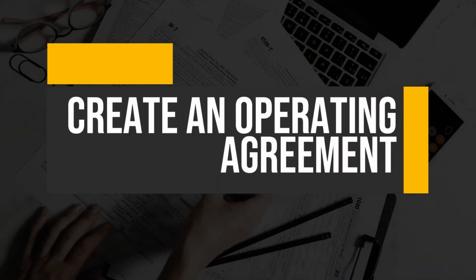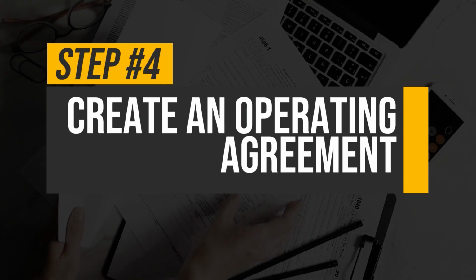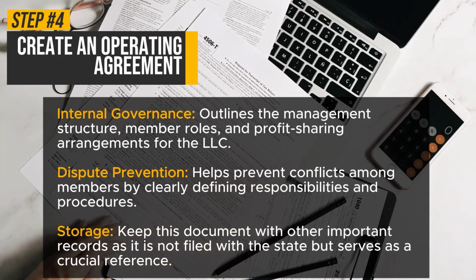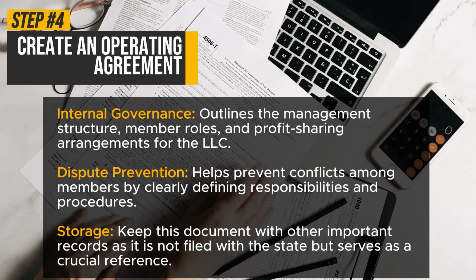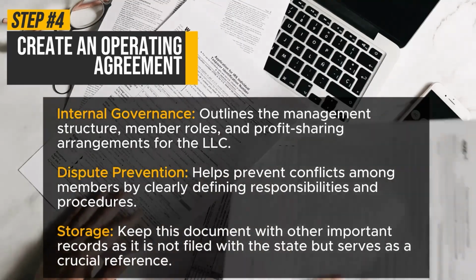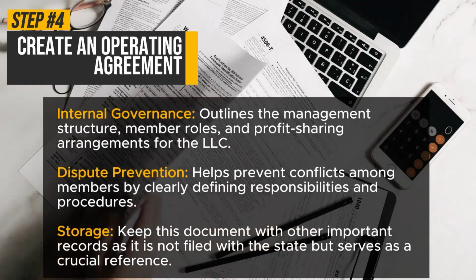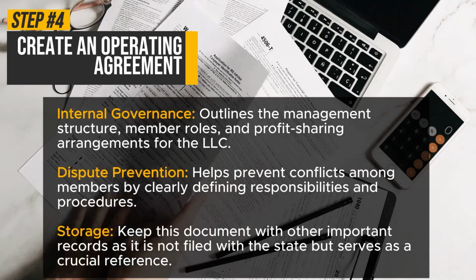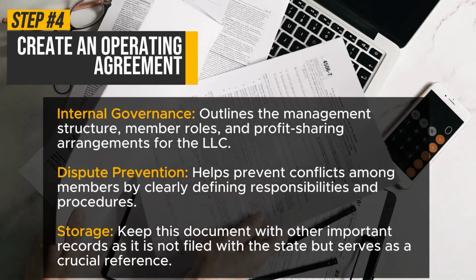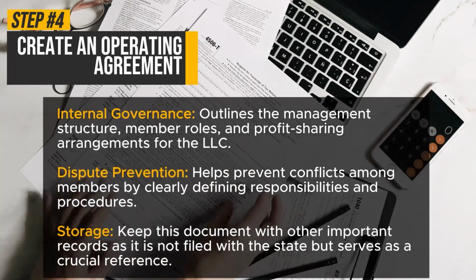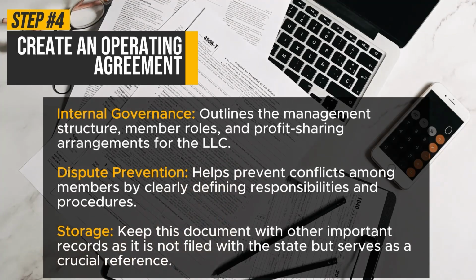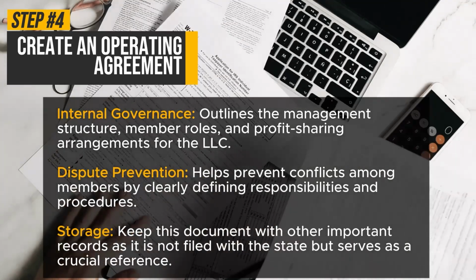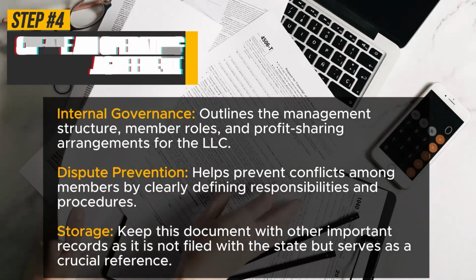Create an operating agreement. Although not legally required in California, drafting an operating agreement is highly recommended for all LLCs. This internal document outlines the management structure, roles of members, profit-sharing arrangements, and procedures for adding new members or dissolving the company. Having a clear operating agreement helps prevent disputes among members and provides a framework for operations. Store this document with other important business records as it is not filed with the state but serves as an essential reference for internal governance.